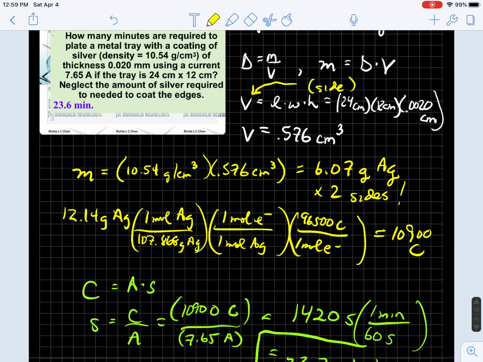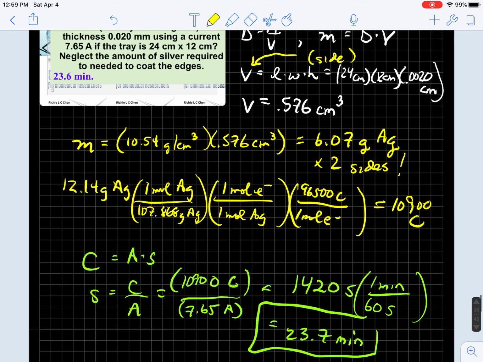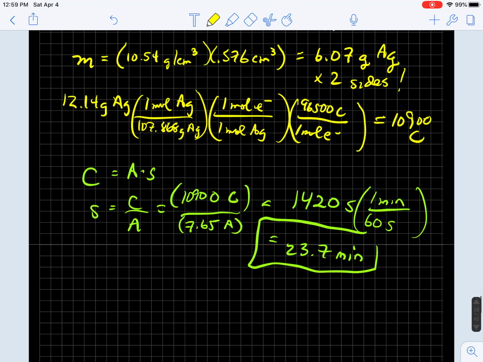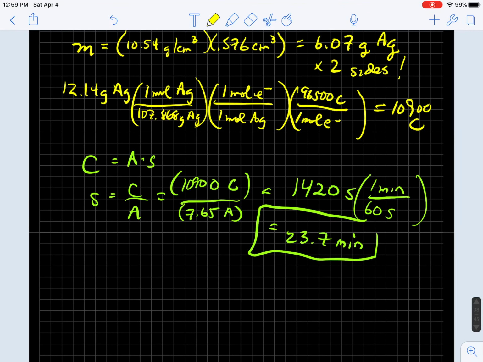And then we can convert grams to moles, and then moles to electrons, and then electrons to coulombs. So using Faraday, we get 10,900 coulombs. And again, like I said, a coulomb's an amp second, so we can solve for seconds. And that comes out to be 23.7 minutes.